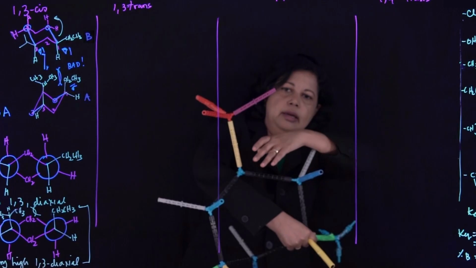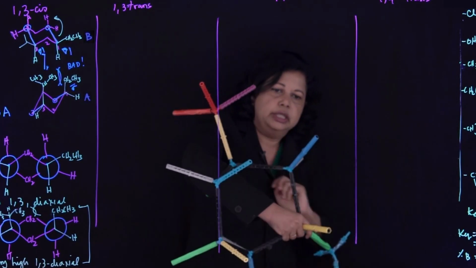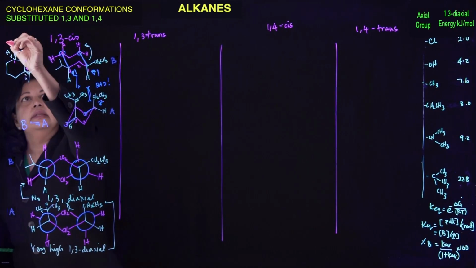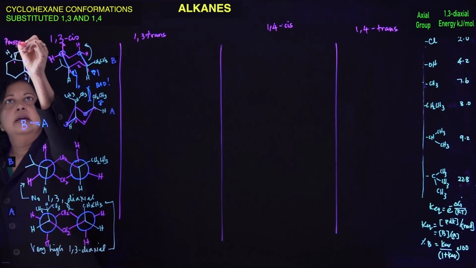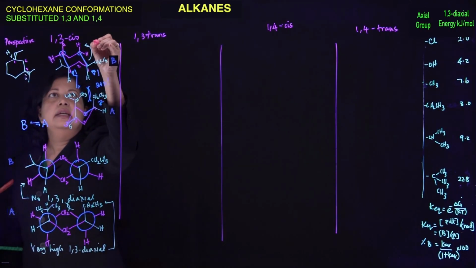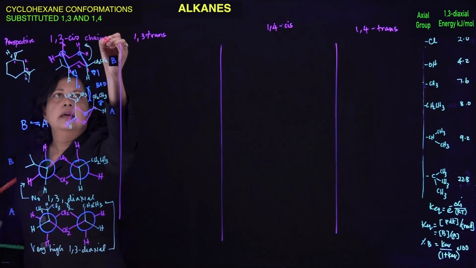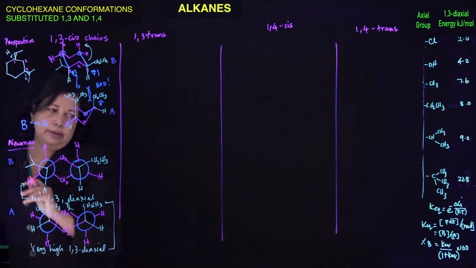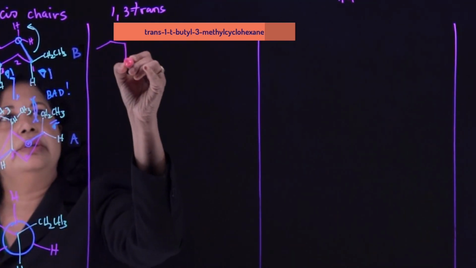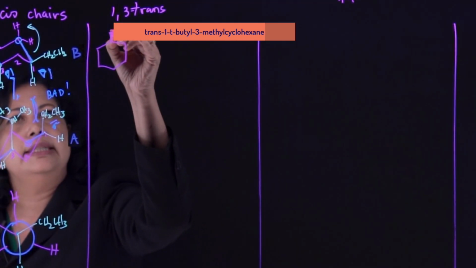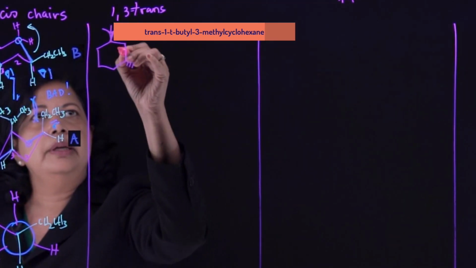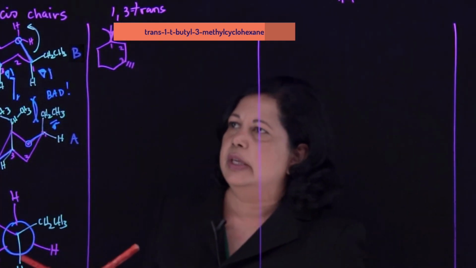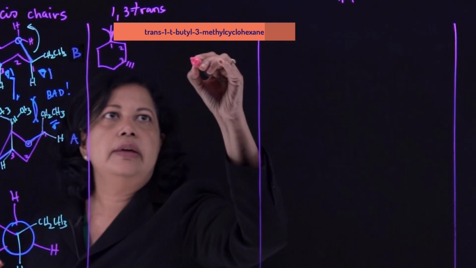T-butyl, methyl. So this is coming out at you, so that's a wedge. This is going away from you, that's a dash. So that's the perspective diagram. So here's the perspective with wedges and dashes. Here are the chairs, and here's the Newman. So those are the three ways in which we usually draw the cyclohexanes. So if it's 1,3 trans, you will have, let's say, a group here and a group here, 1, 2, 3, in the opposite directions.